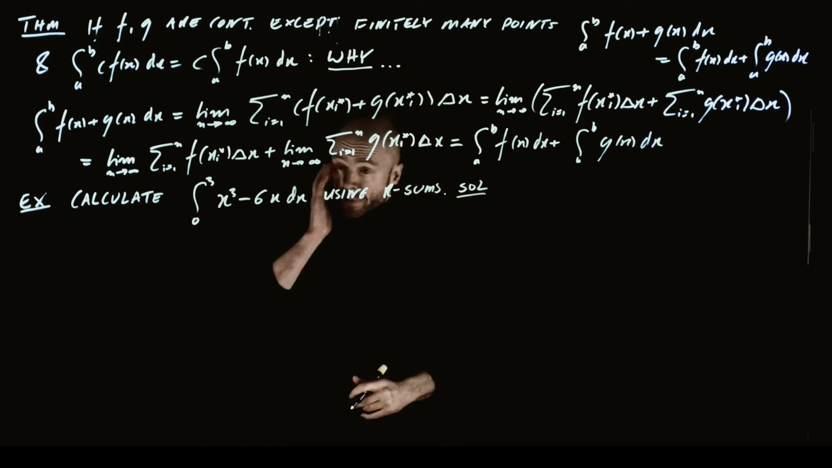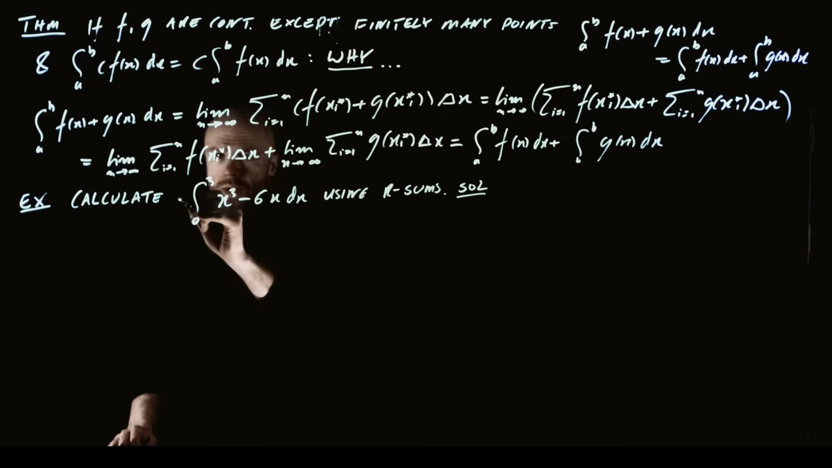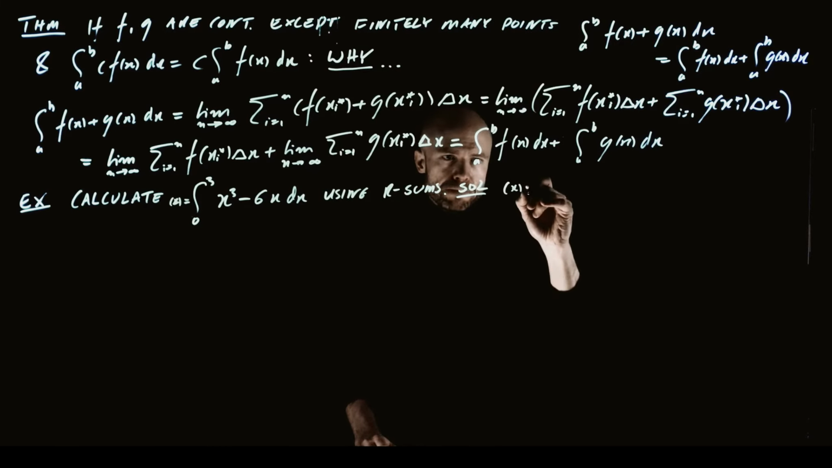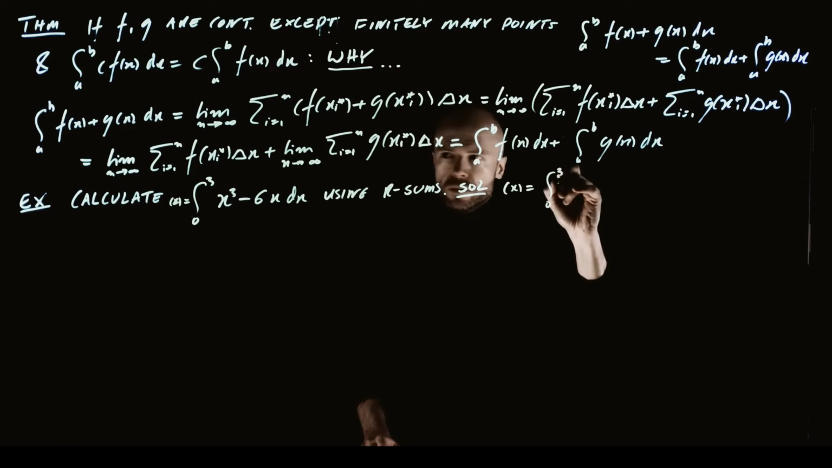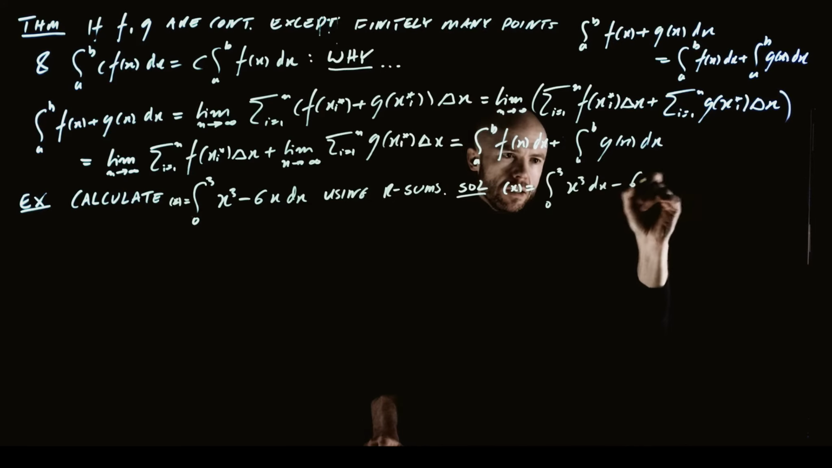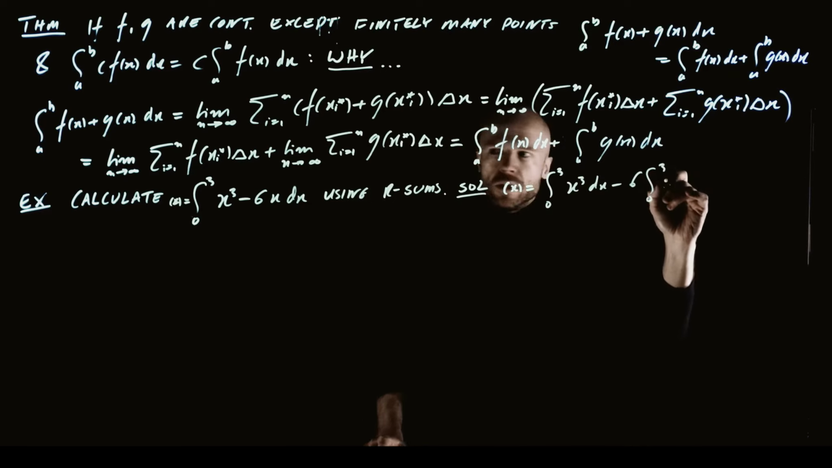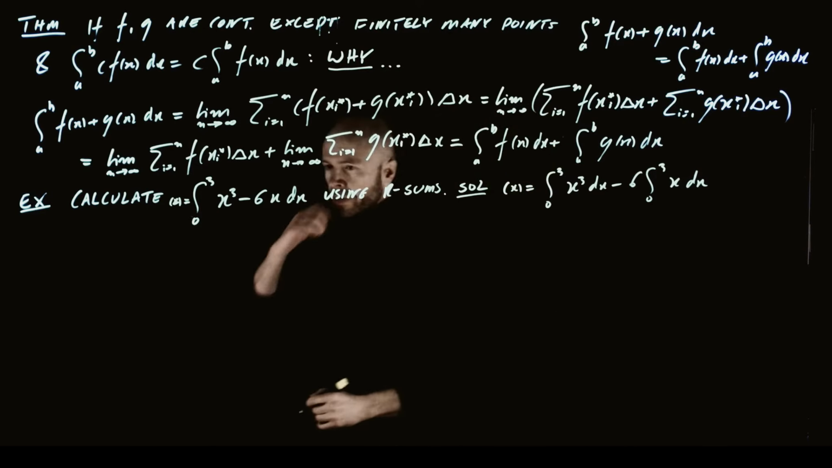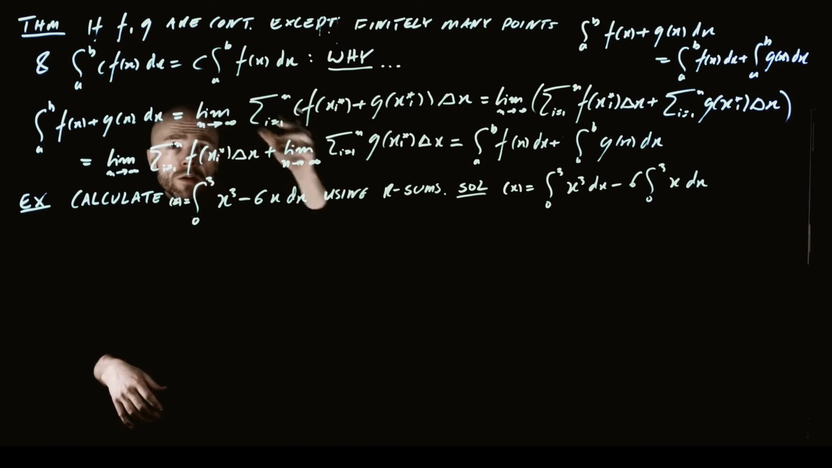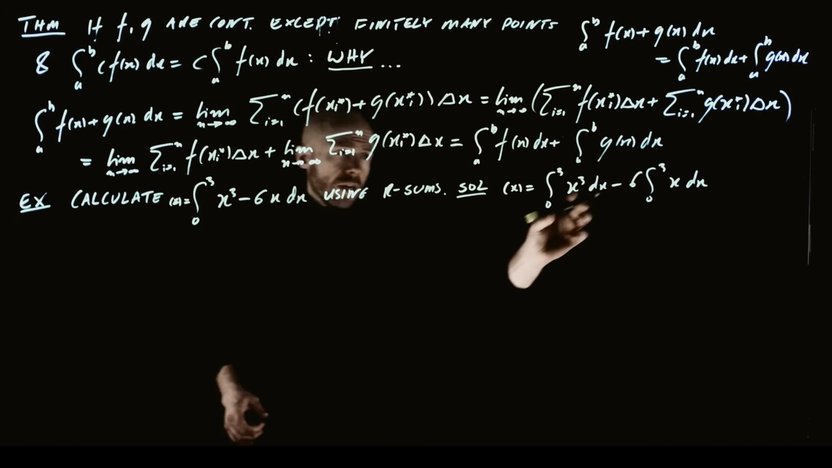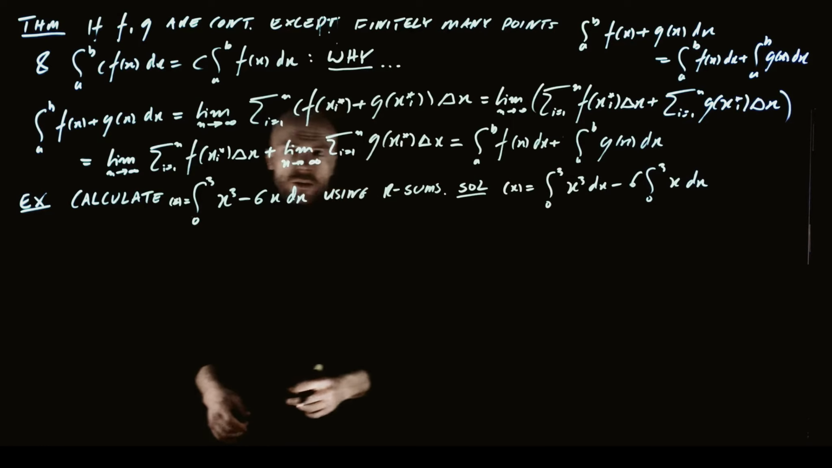All right, so I'm going to break this up into these two pieces. So star equals the integral 0 to 3 of x to the 3 dx minus 6 times the integral 0 to 3 of x dx. Yeah, for sure. Because that's just the thing we just learned here. We're pulling out the 6 and we're breaking up the sum. Yeah. So let's do one at a time. Let's do this guy first.